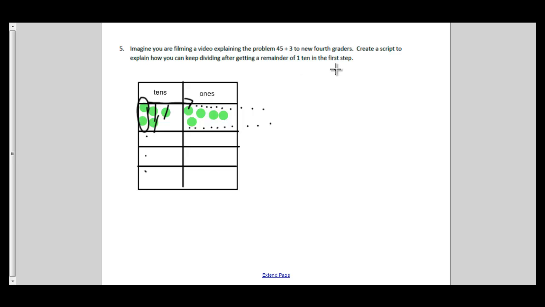Okay, so it says create a script to explain how you can keep dividing after getting a remainder of 10. It says 10. See what I did? I did 55 instead of 45. That's why it's important to go back and read. I bet you're sitting there thinking, Miss Jennings, you messed it up. And you are right, I did. I gotta go back and fix it. Normally I would edit this part out of the video, but I think it's kind of important for you to see, hey, I messed up too. All right, so really we only have one remainder, 10, so that would be right here. So I went back and fixed my mistake. I've got 10, 20, 30, 40, 41, 42, 43, 44, 45.